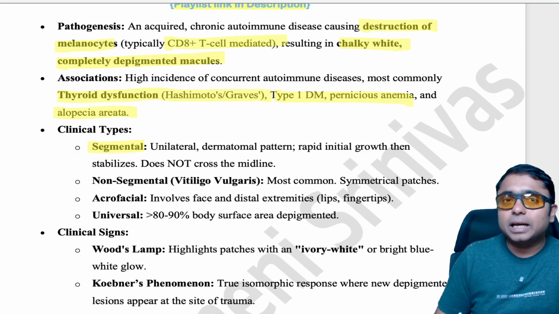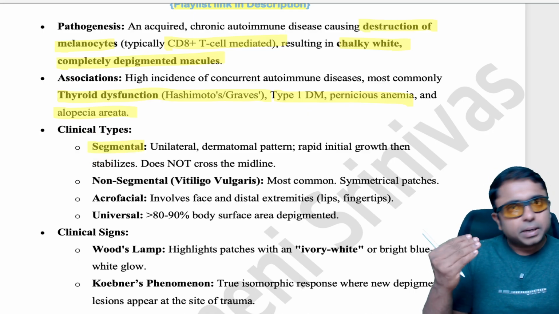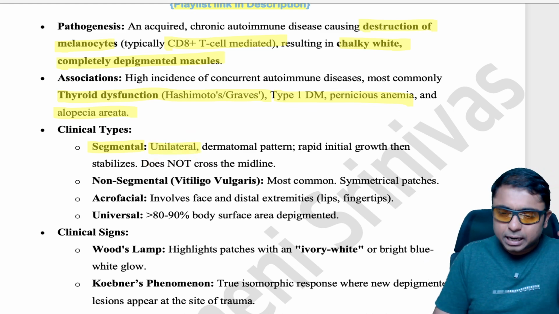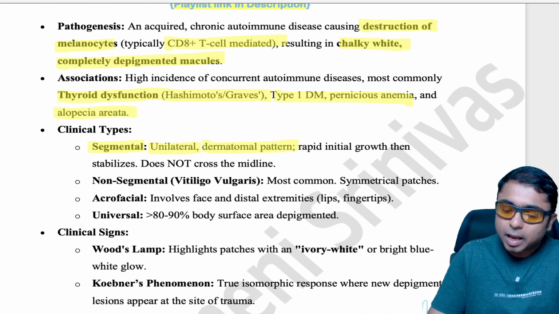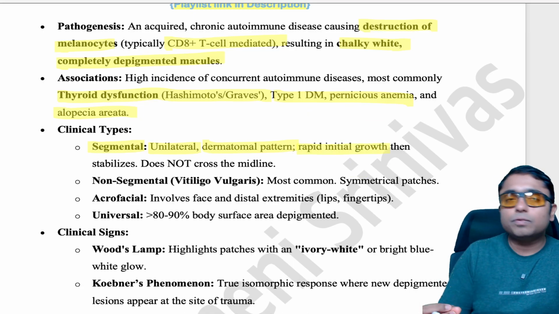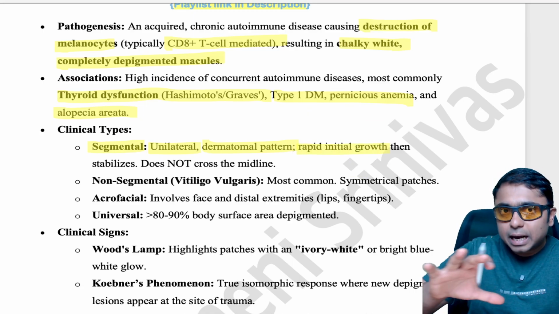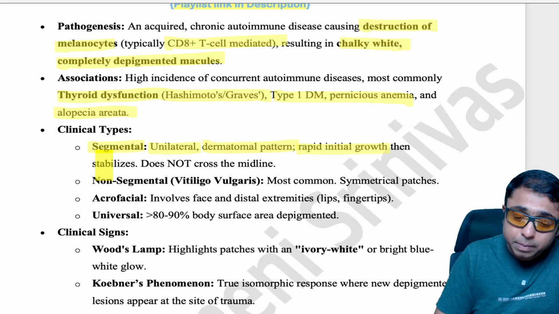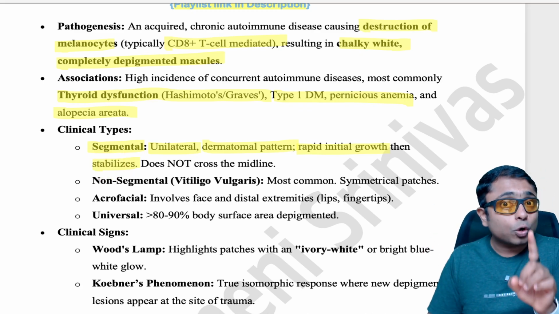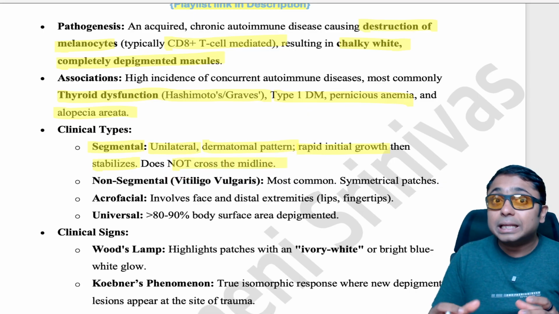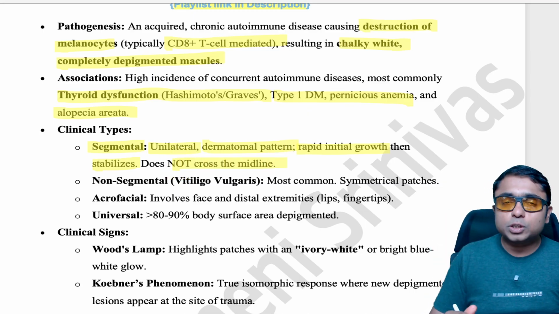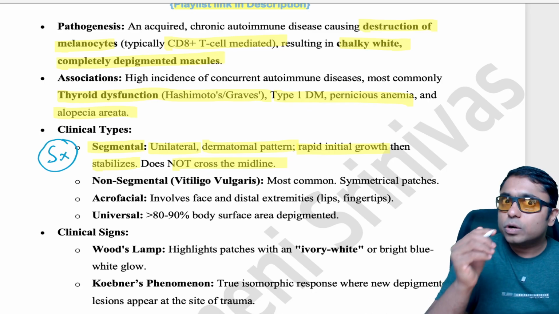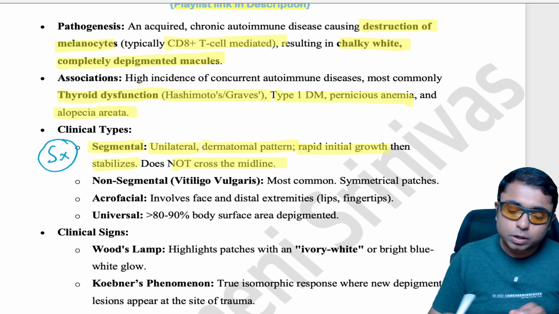And what are the important clinical types? Segmental, non-segmental, and focal types. Segmental, remember the involvement is going to be unilateral, one side in a dermatomal pattern, and rapid initial growth will be there. When the entire dermatome is affected, then the condition is going to become stable, and it will not cross the midline because it is following the dermatome. Very important points to remember. And one more point you can add: treatment in segmental vitiligo is with surgery.